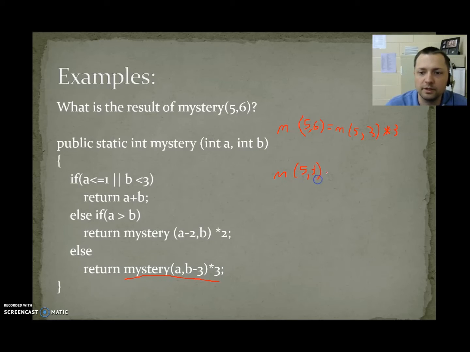So M(5, 3) is equal to, let's see, is A less than or equal to 1? No. Is B less than 3? No, it is 3. Is A bigger than B? Well, yes it is. So we do mystery(3, ...) and we multiply that by 2. Now we need to figure out what mystery 3 is.